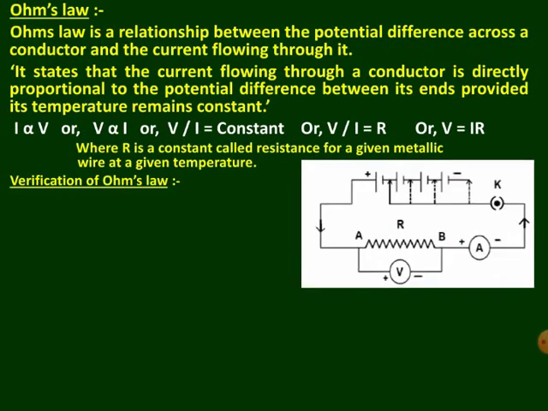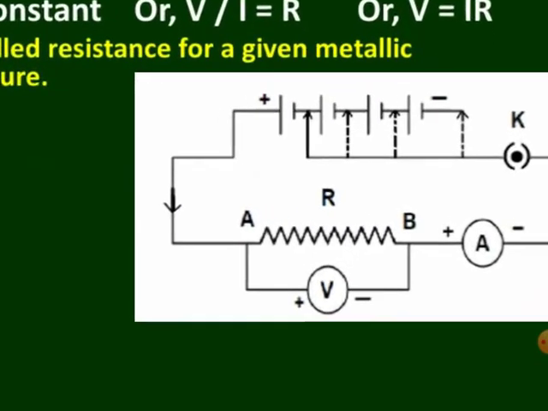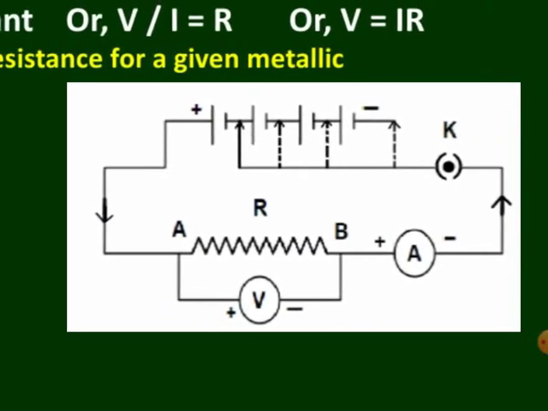Verification of Ohm's law. So to do that, let's take a circuit diagram like this. Let me zoom in, just to make you see clearly. This is the circuit diagram. This R is a resistor between the two terminals A and B, okay. These are the connecting wires, got it.